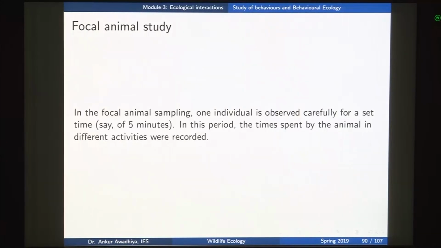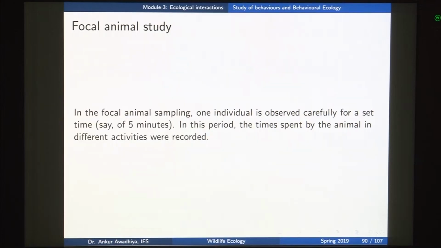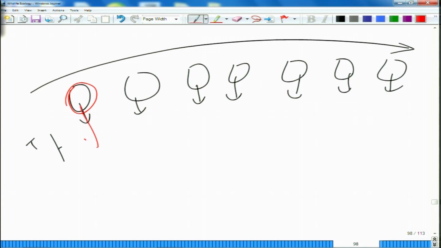The second way is a focal animal study. In the focal animal study we focus on one particular individual. Coming back to the drawing board, suppose we are focusing on this animal. We will observe the behaviors of this particular animal for a designated period of time.